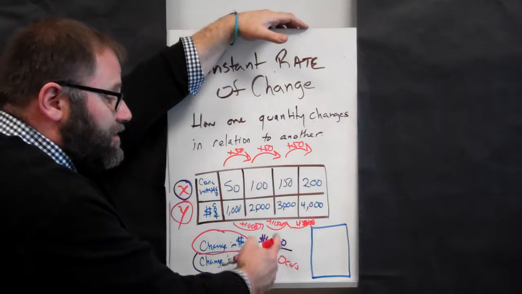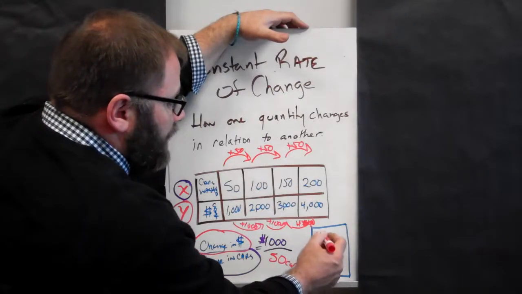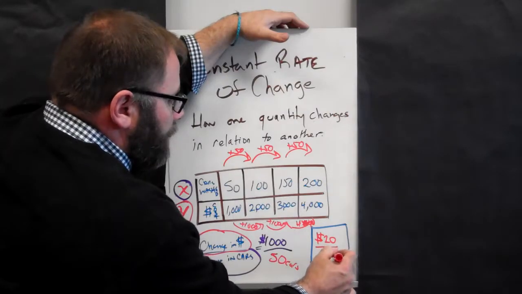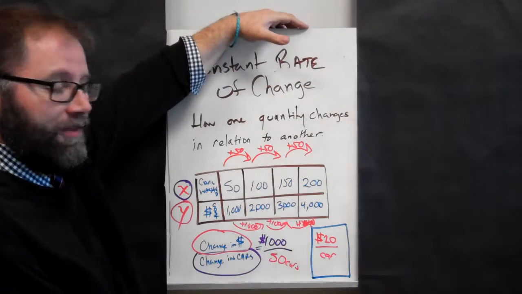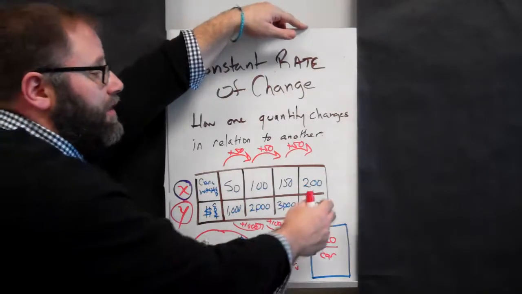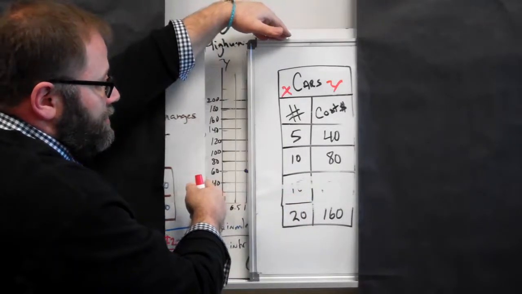And we do that by just dividing this and keeping our units. So this would end up being $20 per car. 1,000 divided by 50 is 20. $20 per car is our constant rate of change for that one. Okay, here we go. Transition.